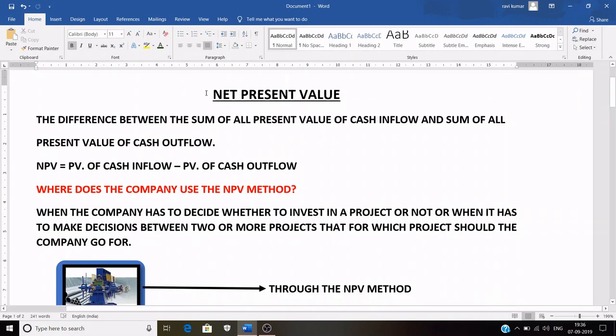So let's move to net present value. The formula for calculation of NPV is present value of cash inflow minus present value of cash outflow. This is a simple formula, isn't it?